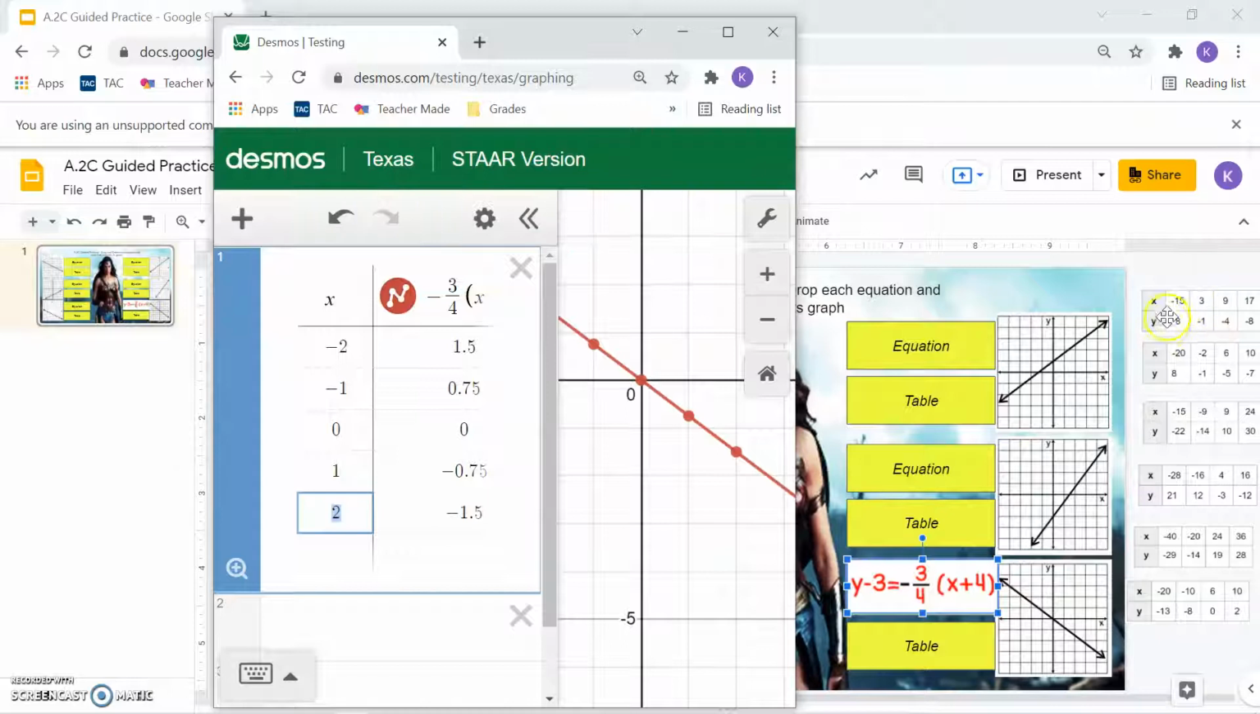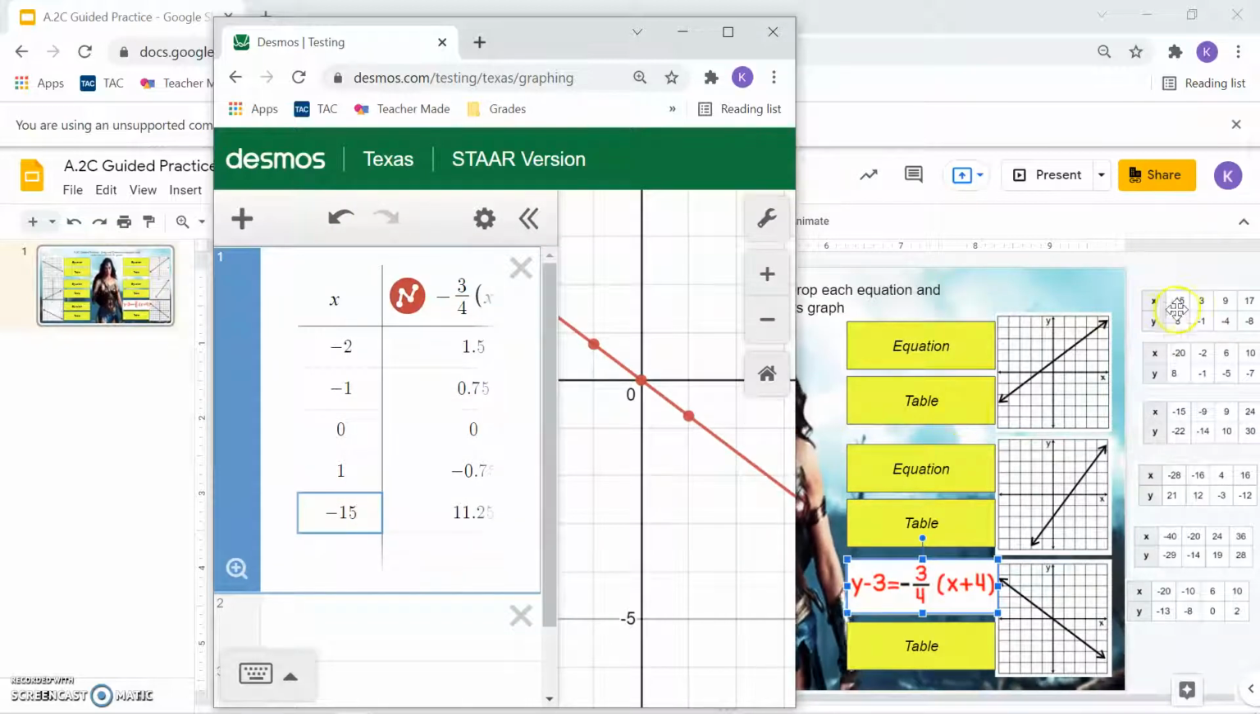So let me look at this first graph. If I type negative 15, do I get 8? No, so that's not my table. How about if I type in negative 20? That's not 8, that's 15, so that's not it. How about negative 28? It's 21.